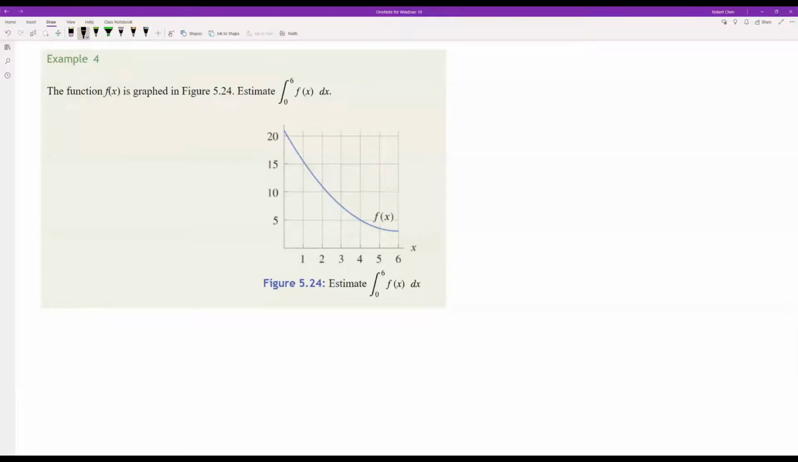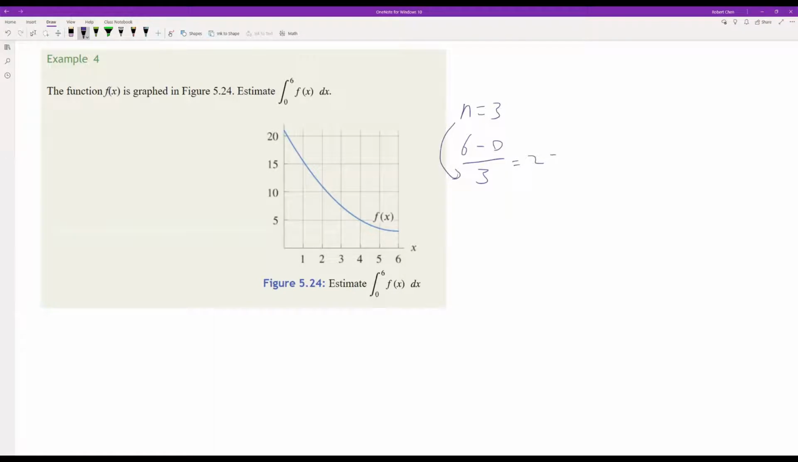Here's another example. Example 4: we have the graph for the function f, and we want to find the integral from 0 to 6. The integral of this curve from 0 to 6 means we want to approximate the area under this curve right here. Let's split it into 3 intervals. From 0 to 6, 6 minus 0 over 3 will give us 2. This 3 comes from the n.